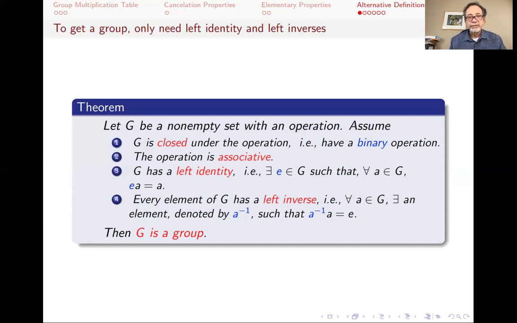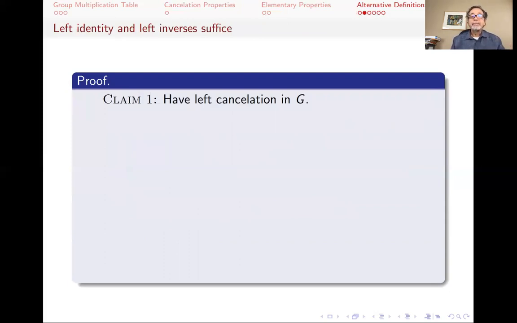Let's now prove this. The first thing that I want to claim is that because we have left inverses and a left identity, we have left cancellation. And the proof is the same proof as the cancellation. If you go back to that proof, left cancellation follows from left identity and left inverses. The second claim is that E is not just a left identity, it's also a right identity. But that I have to prove.